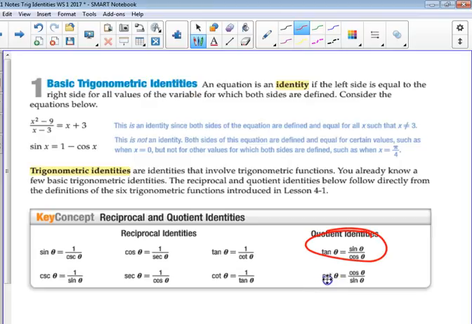Well, if you don't have these memorized, it's something that would help a lot in getting these identity problems done faster. If you have to look up what every single little thing is, like cosecant is 1 over sine, if you have to look that up, that's going to make these miserably painful.